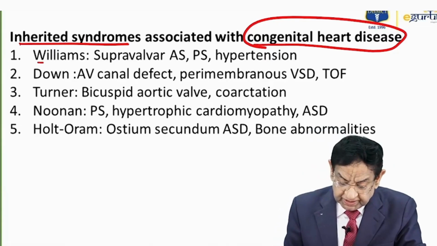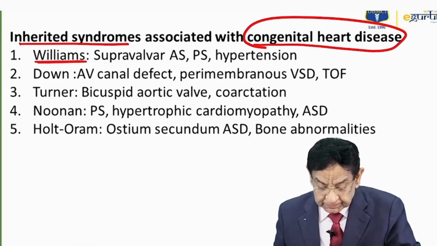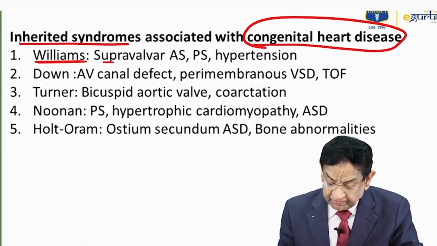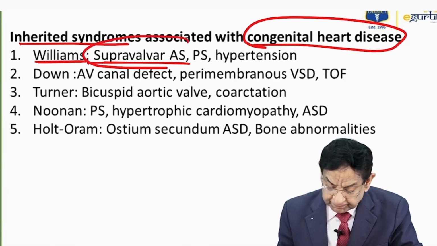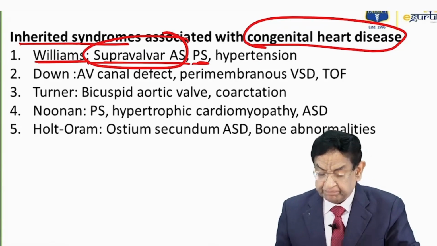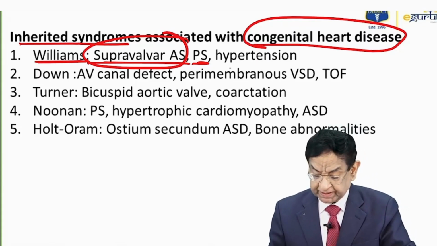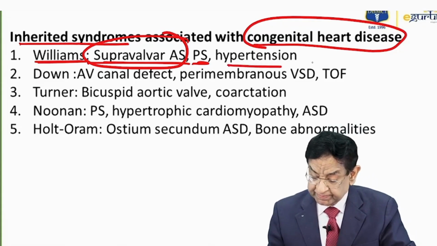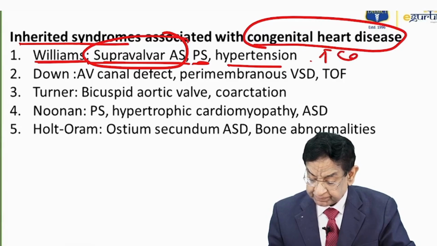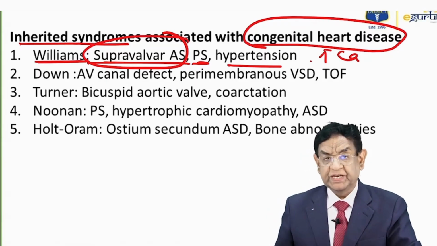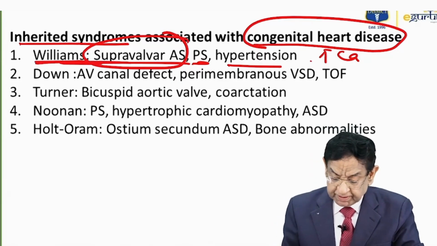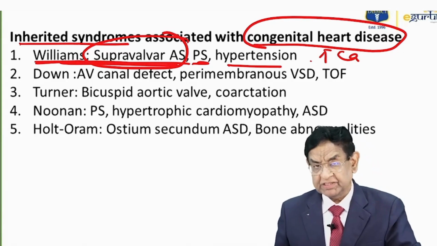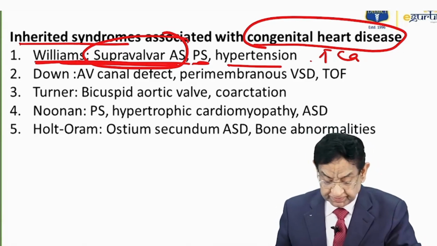Williams syndrome. In this there is supravalvular aortic stenosis. This is the most important. There may be pulmonary stenosis, there may be hypertension, and there may be hypercalcemia. This is Williams syndrome. Remember, supravalvular aortic stenosis is the single most important.